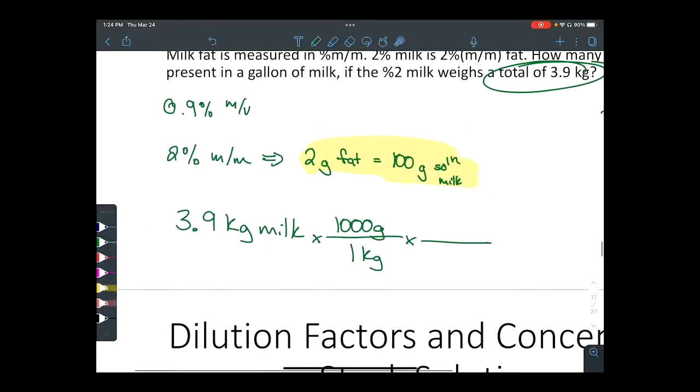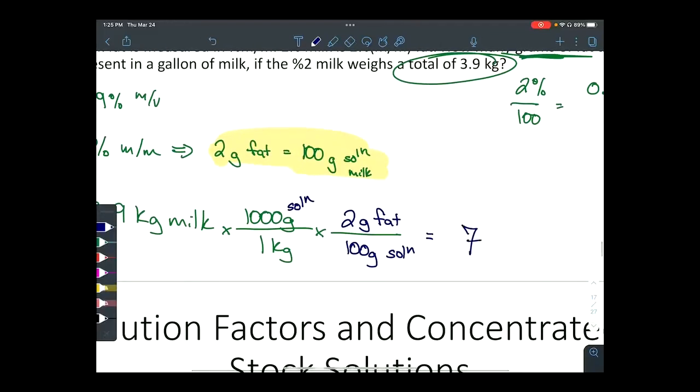Now we can use the concentration unit. Where will the grams of solution go, top or bottom? Both of them are grams, aren't they? Yes, it's solution. This is grams of milk, so this is 1,000 grams of solution. You guys are so bright. So then it's 100 grams of solution, or of the milk, on the bottom, and 2 grams of fat, which is the solute, up top. And so what's the answer? 78 grams of fat.